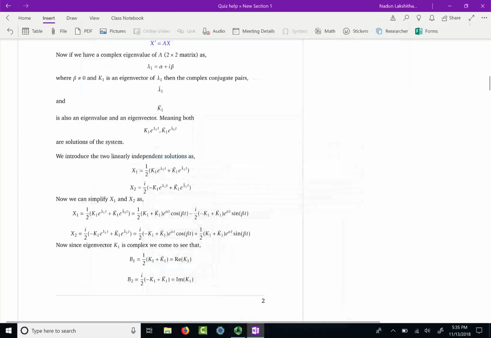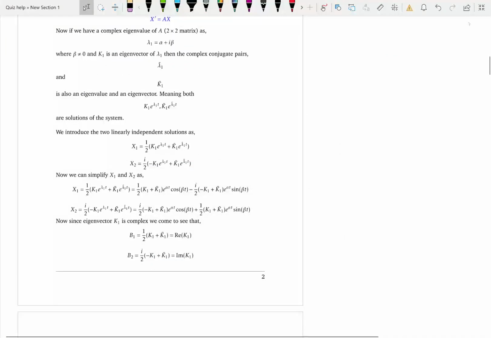Alright, so in the previous video I shared with you a formula that you can use to write the general solution when you have complex eigenvalues and complex eigenvectors in your system of differential equations, right? Now, where do I get that formula? How to derive that formula?